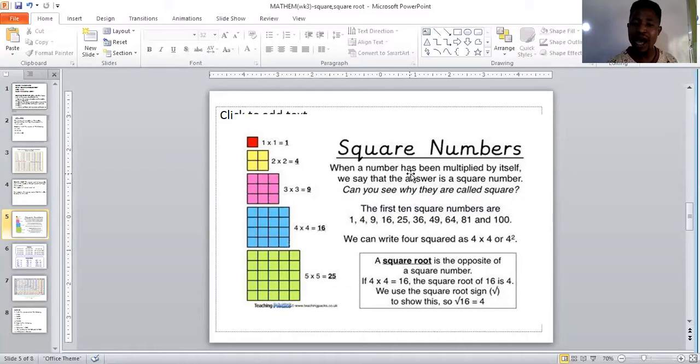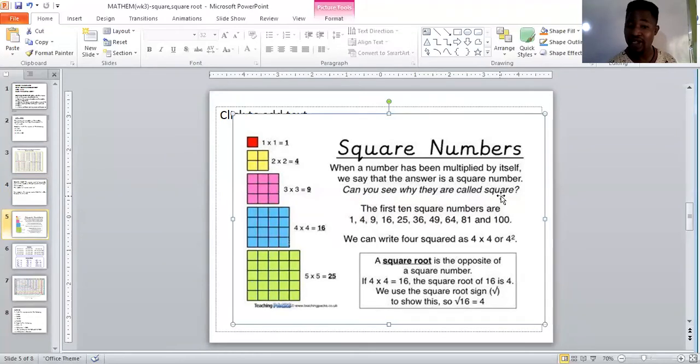So when a number has been multiplied by itself, we say that the answer is a square number. Can you see why they are called squares? I have just explained why they are called square. The first 10 square numbers are 1, 4, 9, 16, 25, 36, 49, 64, 81, and 100. Can you see that? So quickly, let's go on.